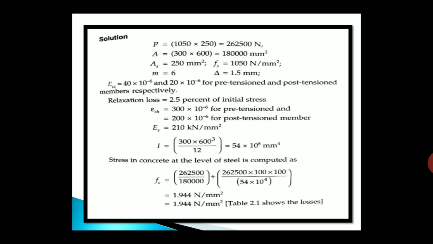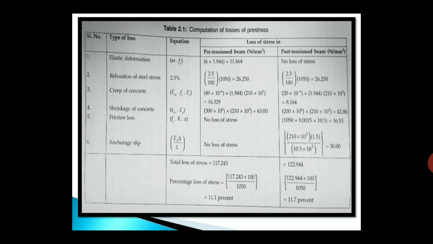Now let's compute the losses. Here the losses are given in the table format, which becomes very easy for calculation. So first loss is elastic deformation. Nicely equation is also written, that is m into Fc, which is modular ratio into Fc. So for pre-tensioned it is 6 into Fc we have calculated as 1.944. Hence we get the loss as 11.664. In case of post-tensioned, as they have not mentioned number of tendons and whether they are stressed individually or separately, we'll assume that a single tendon and it is stretched, so there are no issues of any losses due to elastic deformation, hence it is nil.